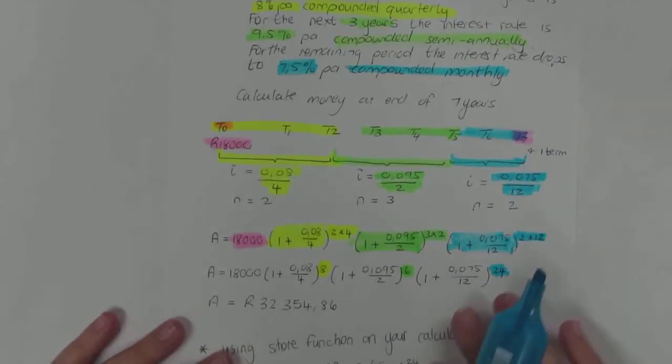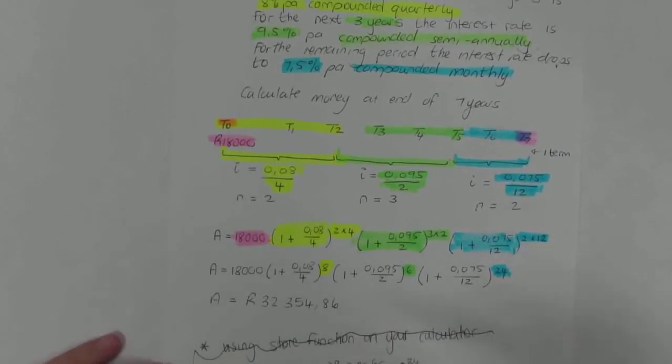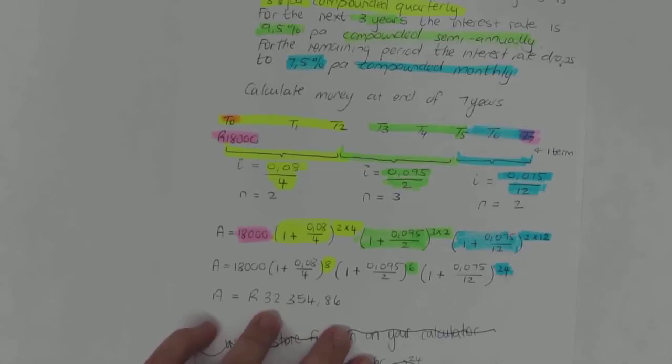Right. Slot it in on your calculator, and you should be getting 32,354.86. Please, grade 11s, I cannot stress this enough, you do need to practice using this on your calculator. You do need to check your answers. That's what I would have done in class. Don't just look at it and think, oh, okay, it's easy, I can do it. Actually do it. Take your calculator, enter it in. I need to make sure you know how to use your calculator.